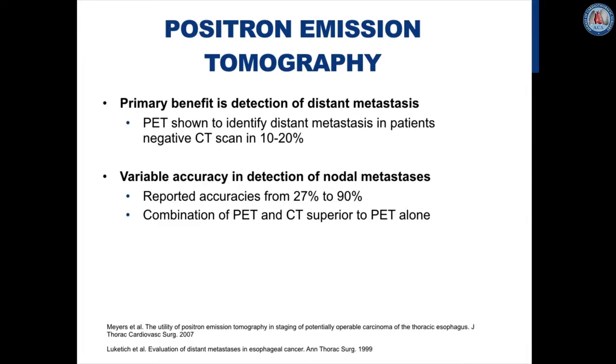The reported accuracy of PET in the detection of nodal metastases varied, with reported accuracies ranging from 27 to 90%. The combination of PET and CT is superior to PET alone in the assessment of nodal staging. However, its reliability for assessing local regional lymph nodes is questioned, particularly when the node is in close proximity to the primary tumor.